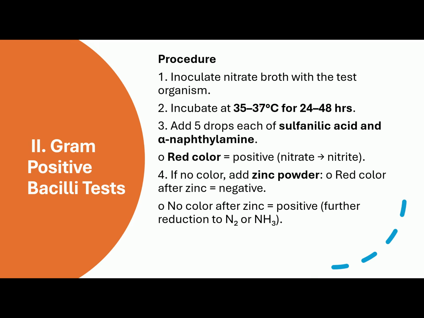So inoculate nitrate broth with the test organism, incubate at 35 to 37 degrees, add 5 drops of sulfanilic acid and alpha-naphthylamine. Red color is positive. If no color, add zinc powder. Red color after zinc, negative. No color after zinc, positive for the reduction of nitrate beyond nitrite.